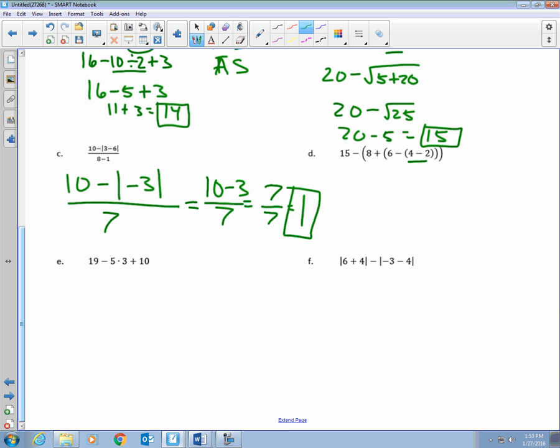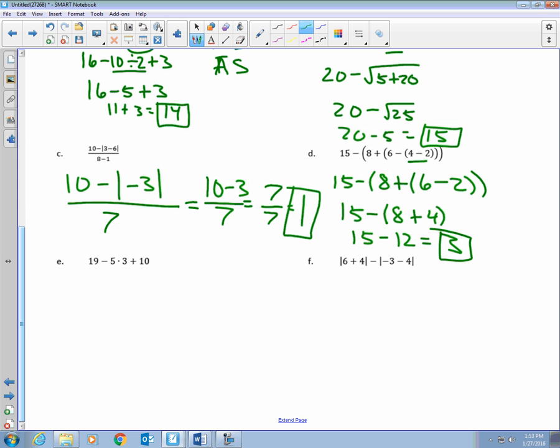Yeah, the inmost parentheses. So 15 minus 8 plus 6 minus 2. Now I go again. 15 minus 8 plus 4. 15 minus, now evaluate 3. Why don't you quick try to do the last two on your own?